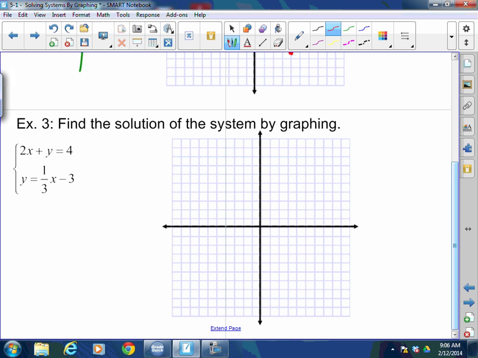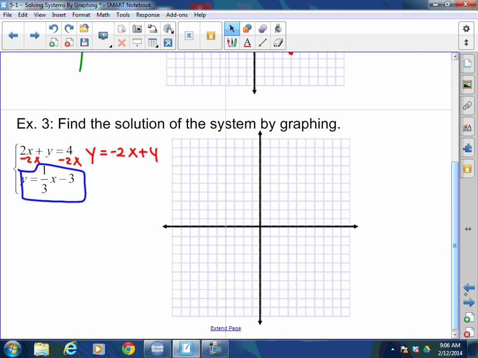Okay, there's an easy solve. I'm going to subtract 2x to both sides. So I got y equals negative 2x plus 4. And my second equation is already in y equals form. So I'm going to graph my red one first. Y-intercept is 4. 1, 2, 3, 4. Down 2 over 1. Go back to the y-intercept. Up 2 over 1 to the left.